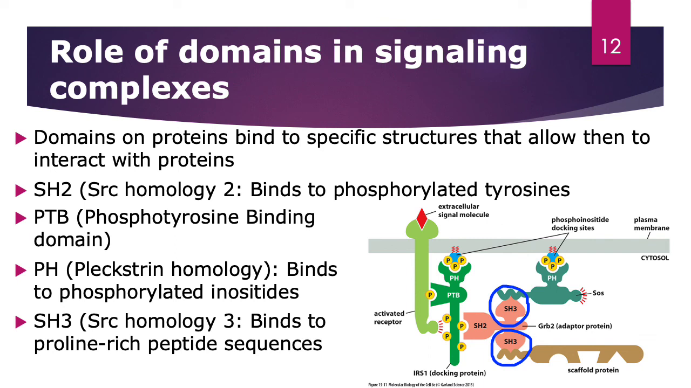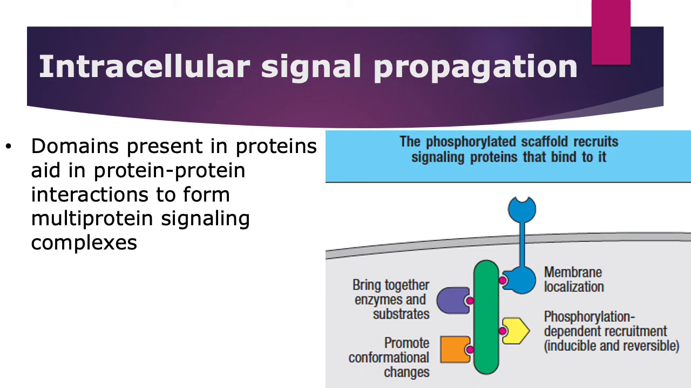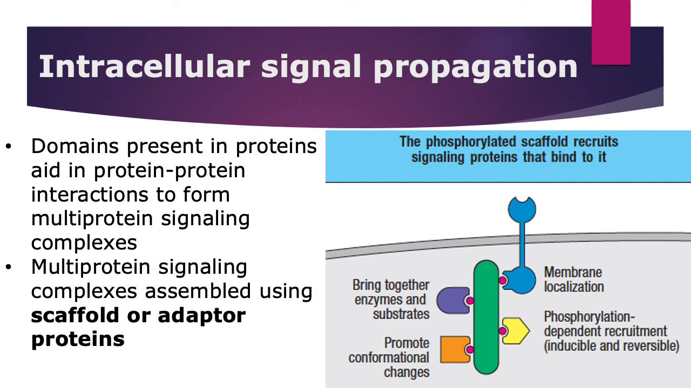A lot of these domains play a role in the cell signaling process because they promote protein-protein interactions, as shown in the figure to the right. These domain-mediated protein-protein interactions can result in the formation of multi-protein signaling complexes. These multi-protein signaling complexes can be assembled using proteins like scaffold proteins or adapter proteins.